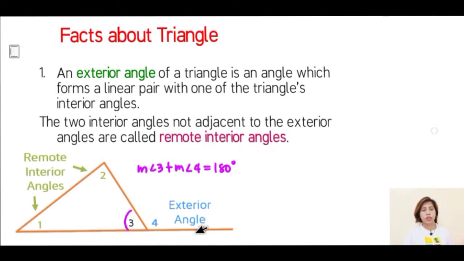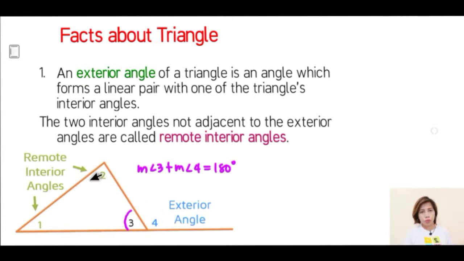So, next naman is the two interior angles not adjacent to the exterior angles are called remote interior angles. So, in this case, ang exterior angle po natin ay angle 4. So, ang remote interior angles po dyan ay yung dalawang angle na hindi niya katabi or adjacent sa kanya. So, yun ay ang angle 1 at saka angle 2. Since remote means malayo or far. So, si angle 1 and angle 2 ay malayo sa angle 4.